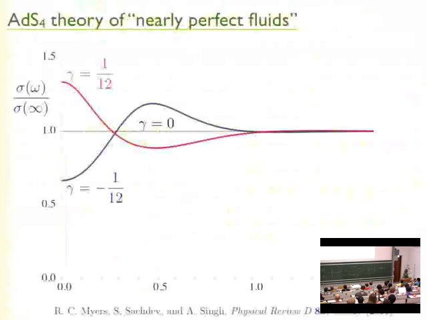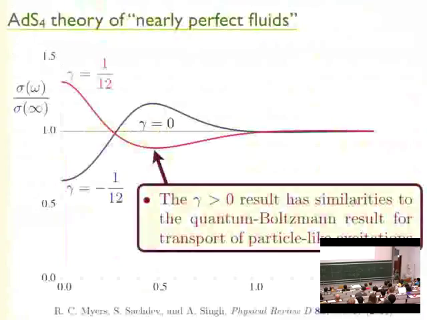So you can try to give some sort of interpretation of this. It looks like it at least has the same dips and peaks as the Boltzmann result. And this suggests that, okay, this is a theory without particles, but perhaps it has some approximate particle-like character anyway.